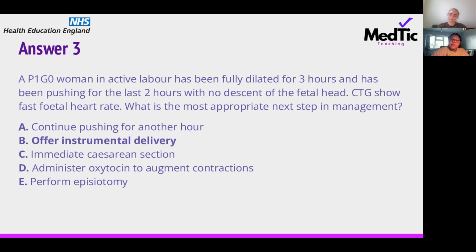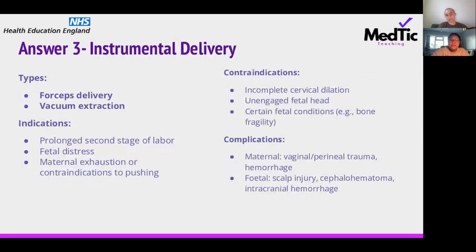Administering oxytocin is not really indicated here, as mum's already fully dilated despite adequate pushing. And to perform an episiotomy, this can be done during an instrumental delivery if needed, but not as a standalone step, even though baby's not fully descended.